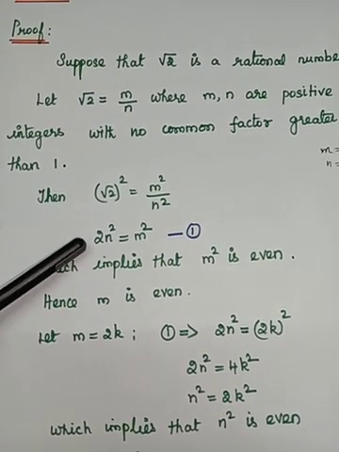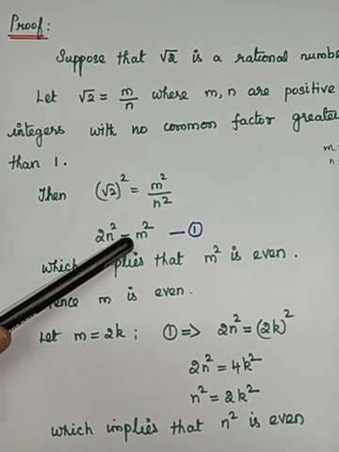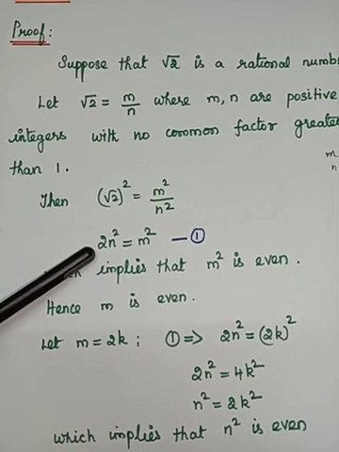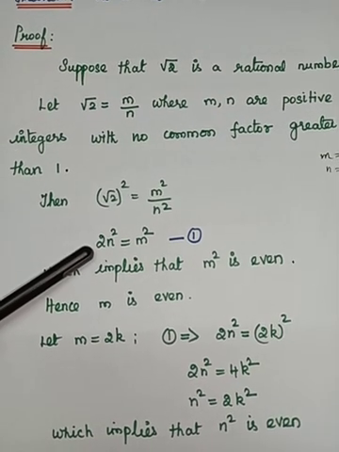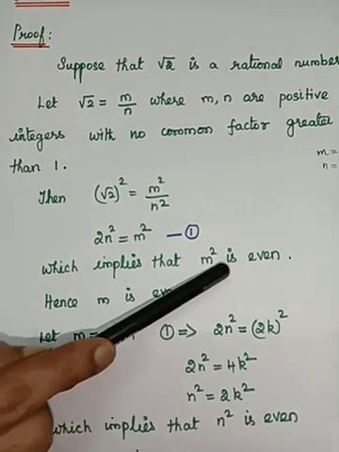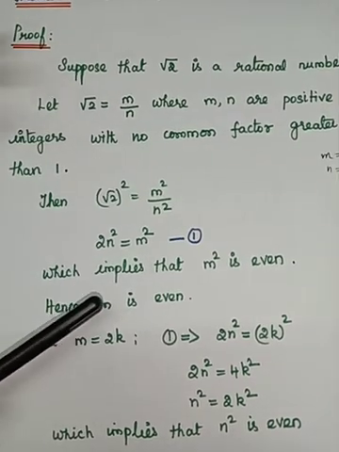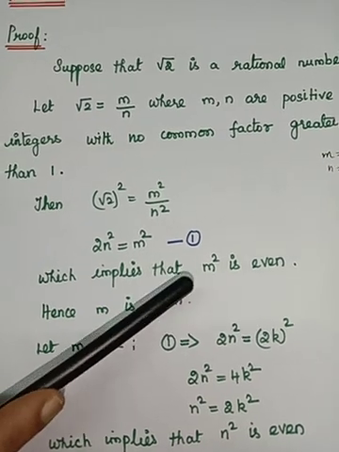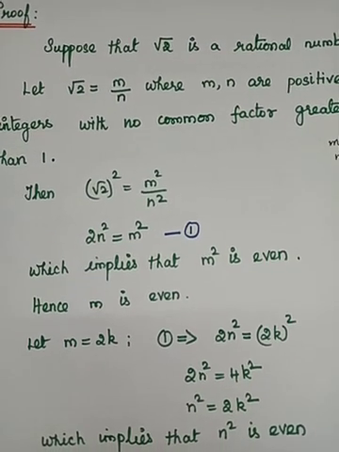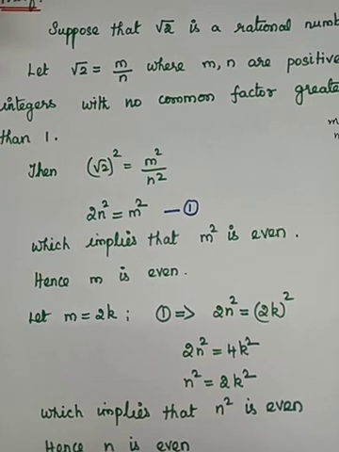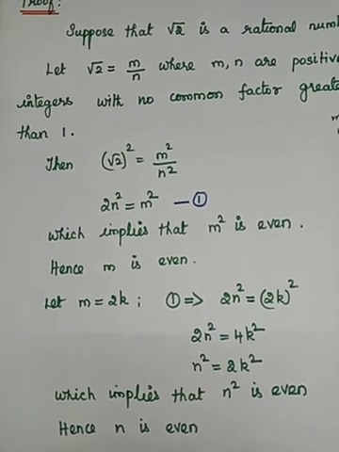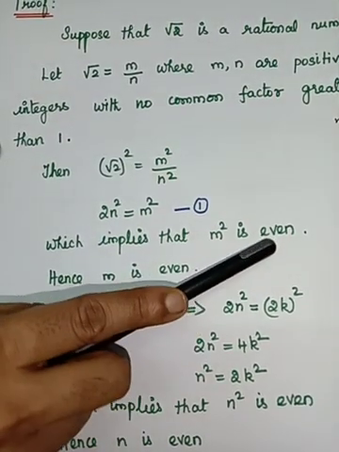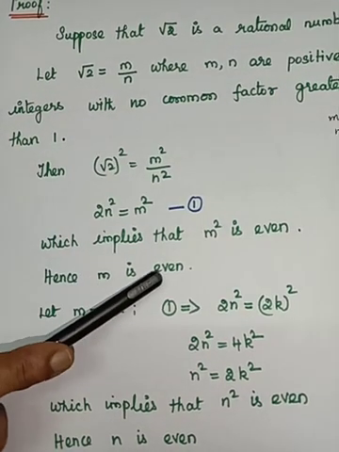Why? Here m squared is equal to 2n squared, so it's a multiple of 2. Any number that is a multiple of 2 is nothing but even. So m squared is even. If m squared is even, you can very well say m is even. For example, take m squared as 16. 16 is an even number. What is m? m is 4, which is also even. So m squared is even means m is also even.